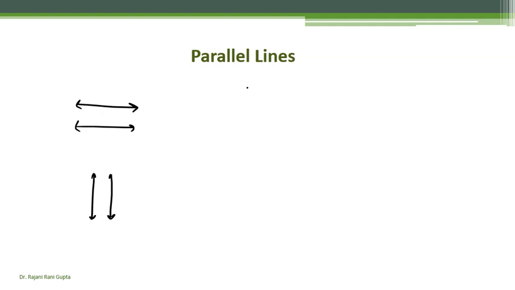They don't touch each other at any point. So, direction may be any. Like it may be here, it may be like this. Okay, so this is how you visually see and say that the lines are parallel or not.